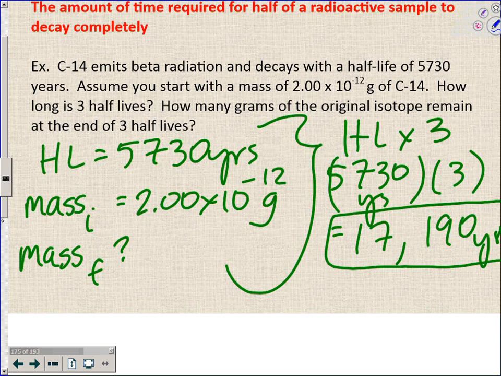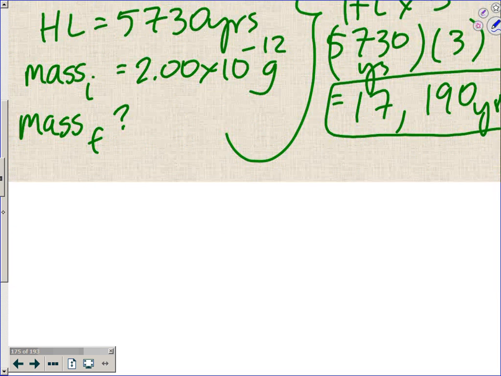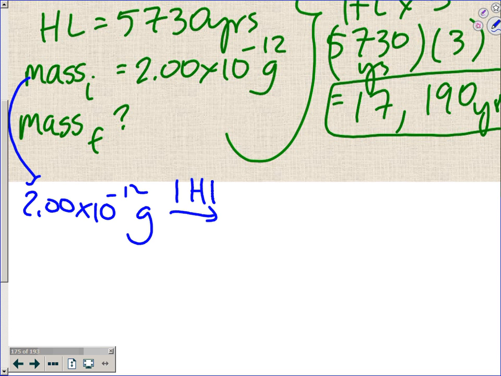So if I start off with a mass of 2.00 times 10 to the negative 12 grams, after 1 half-life, how much should be left of this original isotope carbon-14? You don't have to math it. Cut it in half. 1.00 times 10 to the negative 12 grams. That's the original mass of carbon-14. After 1 half-life has passed, this is the amount of carbon-14 remaining here.